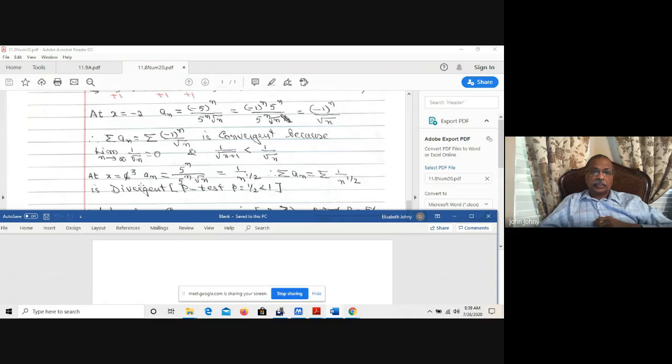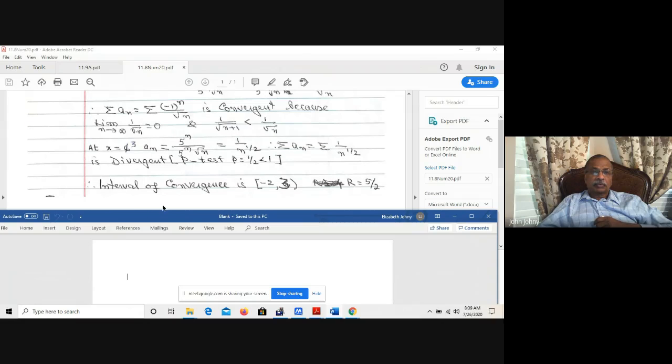At x equal to 3, a_n is again 5 to the power of n. Replacing x by 3, two 3s are 6, 6 minus 1 is 5, so it is 5 to the power of n in the numerator, and 5 to the power of n times square root of n in the denominator, that is 1 over n to the power of 1 over square root of n, that is 1 over n to the power of 1 half. Therefore, sigma a_n is sigma 1 over n to the power of 1 half. This series is divergent because of the p-test. So p is 1 half, which is less than 1. Therefore, the series is not convergent when x is equal to 3.